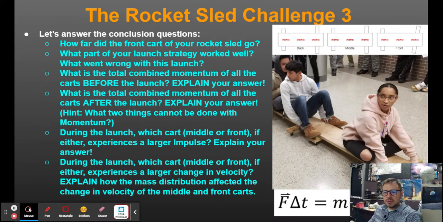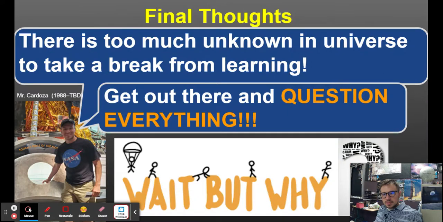Now, this is the key to the whole thing. During the launch, which cart, middle or front, experiences a larger change in velocity? It's going to be that front cart. You can't get over the fact that the impulse is going to be the same, and you start with 0 momentum and you end with 0 momentum, but the mass distribution can affect that. The lower the mass, the higher that change in velocity is going to be. The greater the mass, the lower that change in velocity will be. That's why that front cart launched farther than that back cart.